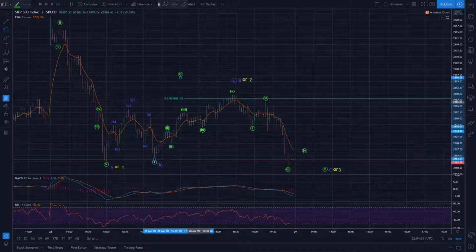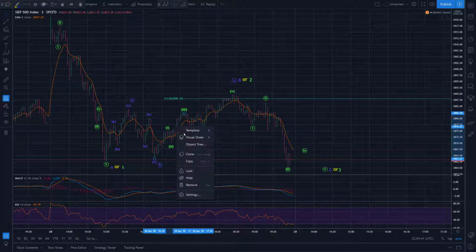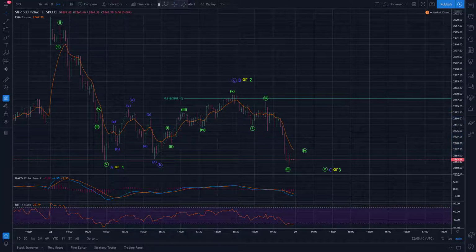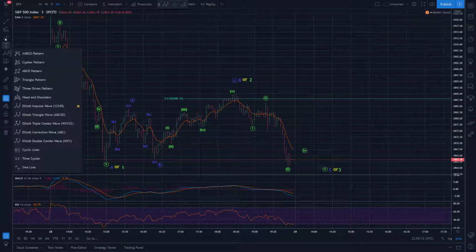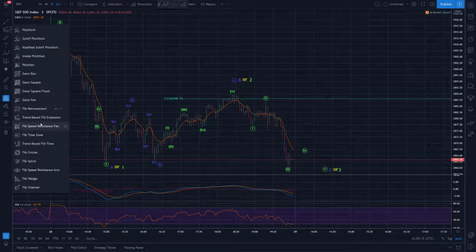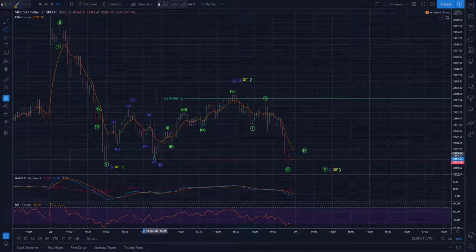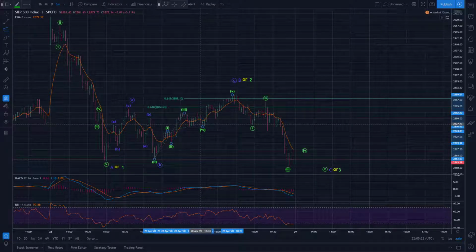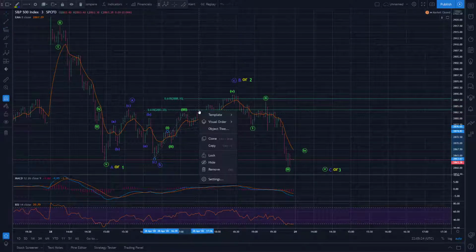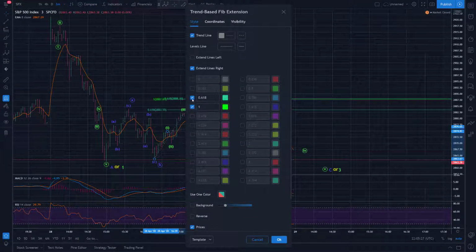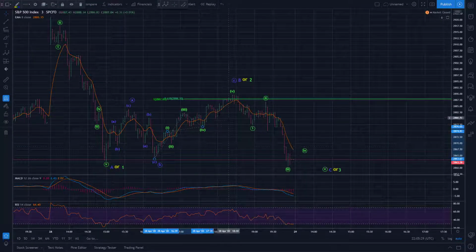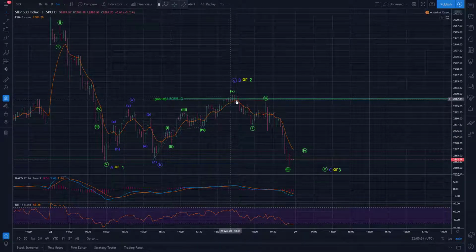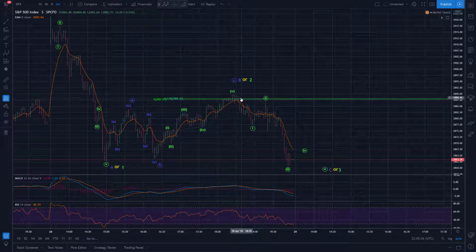So wave 5 versus 1 equality, that would be a fairly common relationship, okay? So just to go through that, 5 versus 1 equality. So you just take this measurement of wave 1, project it off of wave 4, and put the equality relationship in there. And you can see that lined up fairly closely with that 618 relationship between waves 1 through 3 as well. So that's another target in there.